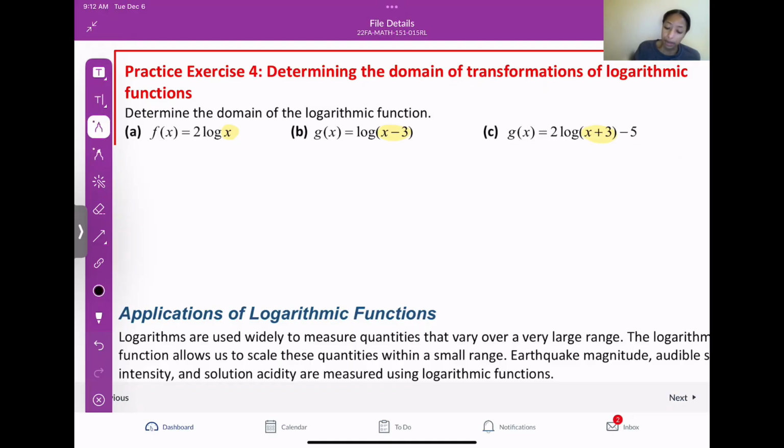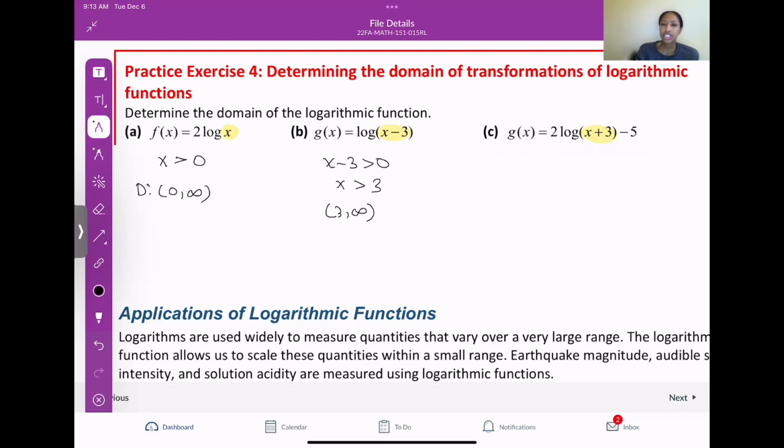So for 2 times log of x, we know x has to be greater than 0. So that means that the domain is 0 to infinity. Pretty straightforward. For log of x minus 3, x minus 3 has to be greater than 0. So the domain is x is greater than 3. This would be 3 to infinity.